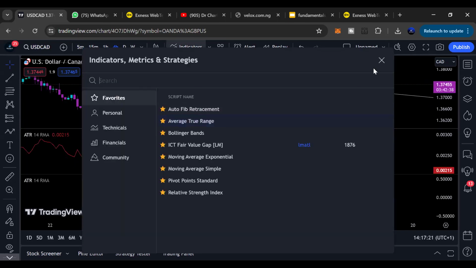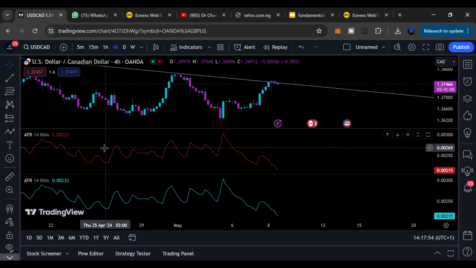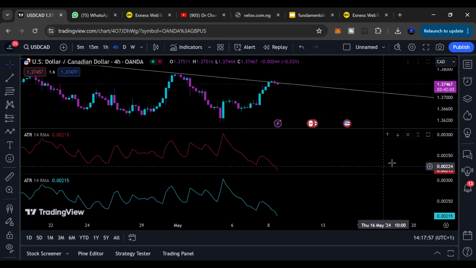Now pull out your ATR indicator. That's it, average true range. Pull it out. What's the value? It's giving us 0.00215. So what you're going to do is add the value of the swing high, which is the height of the highest point the candle got to before a reverse, 1.37628, to the value of ATR, which is 0.00215. It gives you 1.37843.